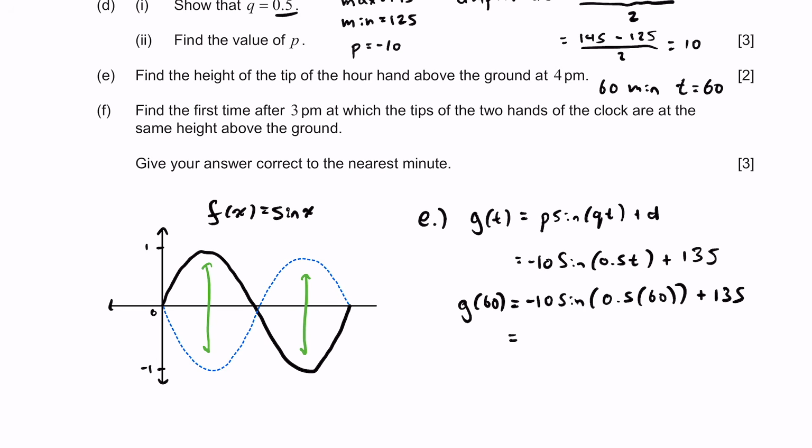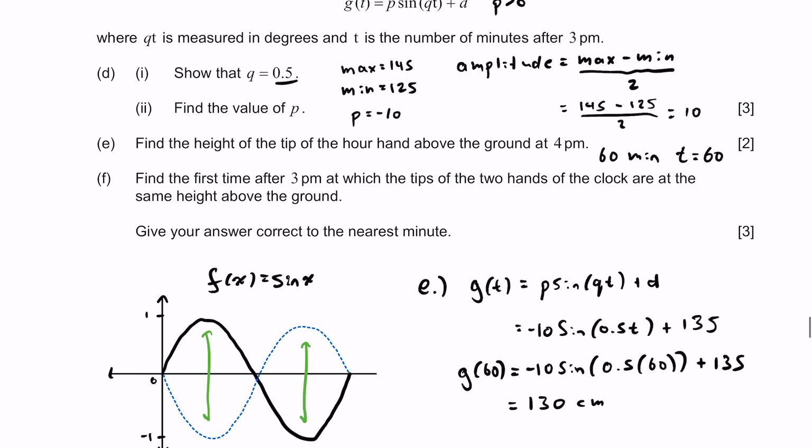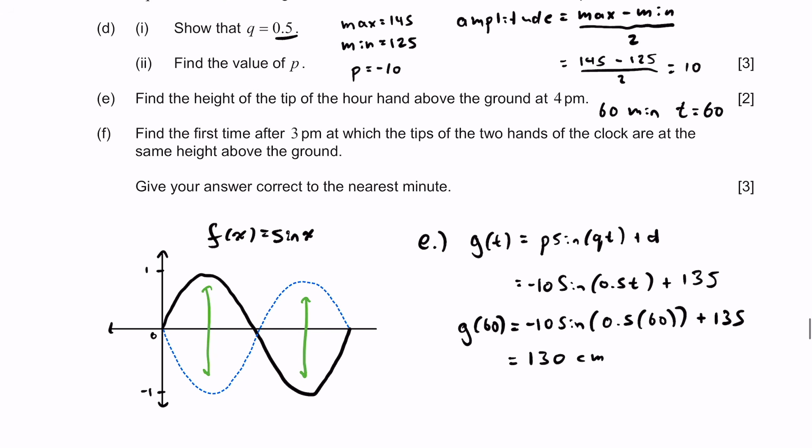So let's go back to the document. Answer is 130 centimeters. And that makes sense. We should be lower. So this would be a way to check also if you forgot to put a negative here and you were to input your value of 60 and for some reason it was higher than, let's say, this midline, then that would tell you maybe something went wrong with this original function. Because of course the hour hand is going to be lower at 4 p.m. All right, let's go on.